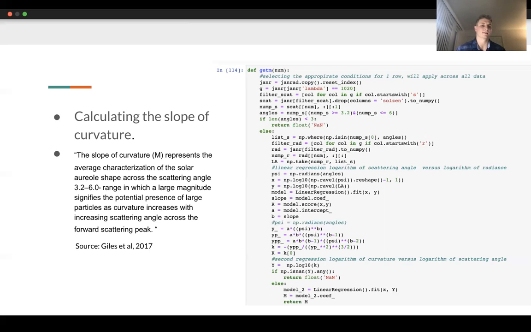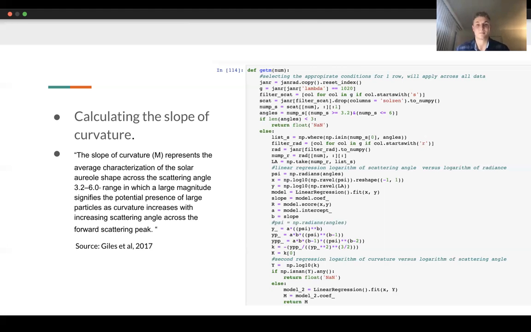So let me read you basically a summation of what we had to work with. I mean, there was definitely more from a paper describing this algorithm that was misclassifying dust, but it says the slope of curvature M represents the average characterization of the solar aureole shape across a scattering angle 3.2 to 6 degrees range, in which a large magnitude signifies the potential presence of large particles as curvature increases with increasing scattering angle across the forward scattering peak. I'm just going to say that is a very confusing sentence, and that is something that's very hard to grasp.